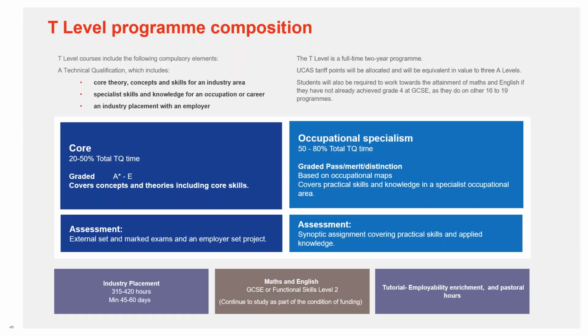So moving on, T-level programme composition. The T-level courses all have the same compulsory elements, whether we're talking about engineering or animal care or equine or plumbing or construction. They will all have a core theory, concepts and skills piece, a specialist skills and knowledge piece, which will be linked to an occupation or career and almost certainly linked to an existing standard, and an industry placement with an employer.